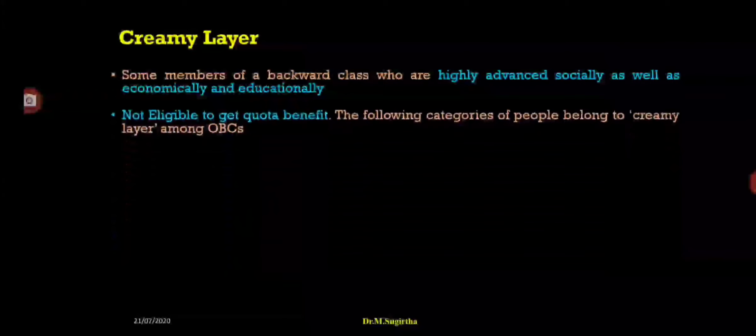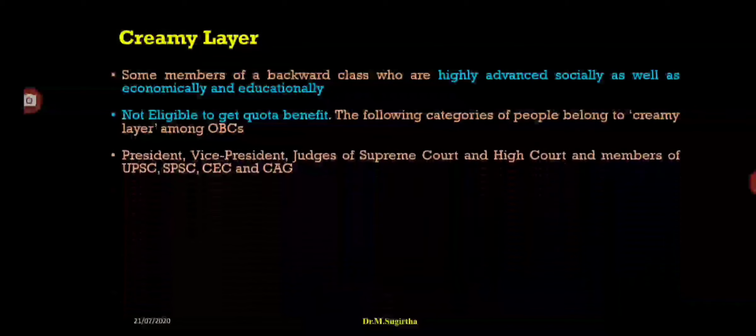The term was introduced by the Satyanathan Commission in 1971, which directed that the creamy layer should be excluded from the reservations of civil posts. It was also identified later by Justice Ramanathan Committee in 1993. The categories of people belonging to creamy layer among OBCs are President, Vice President, Judges of Supreme Court and High Court, and members of Union Public Service Commission, State Public Service Commission, Chief Election Commissioner and Controller and Auditor General.